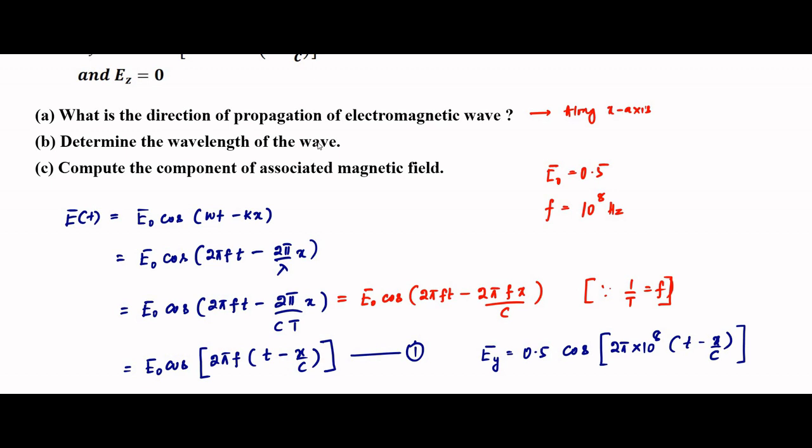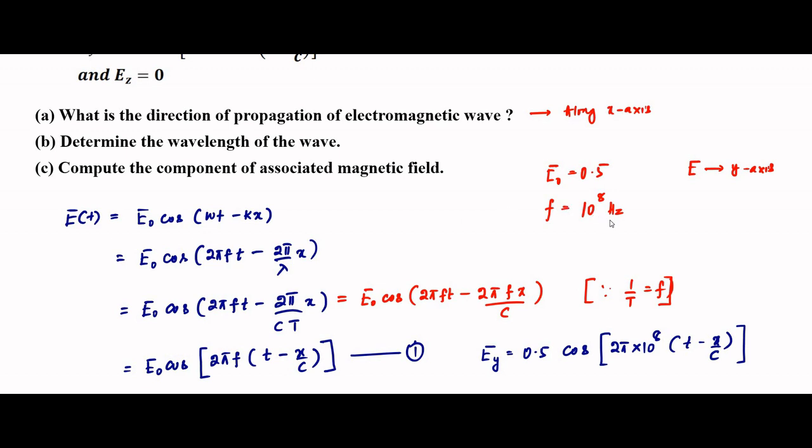Here it has been mentioned that the component of the electromagnetic wave along the x axis is 0, and along the z axis is 0. So obviously it is moving along the x axis, and the amplitude variations are along the y axis. It is propagating along the x axis, and the amplitude variations of the electric field are along the y axis. Then we have to determine the wavelength of the wave.